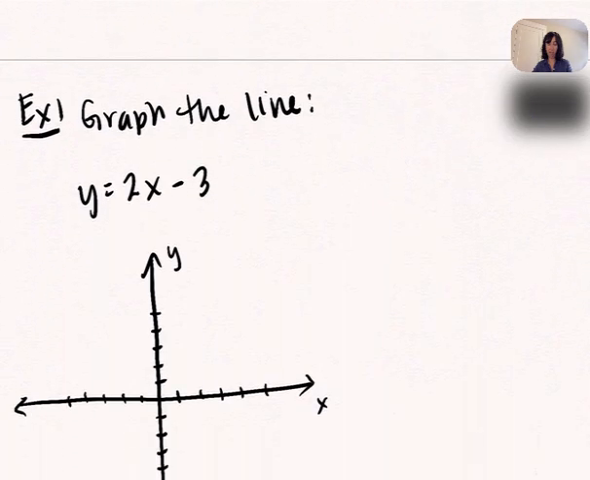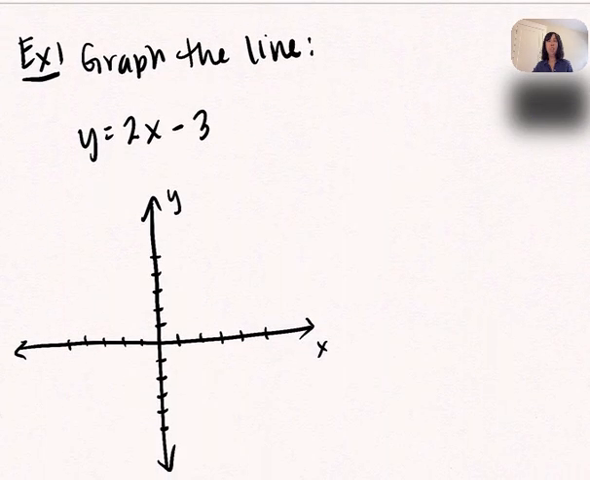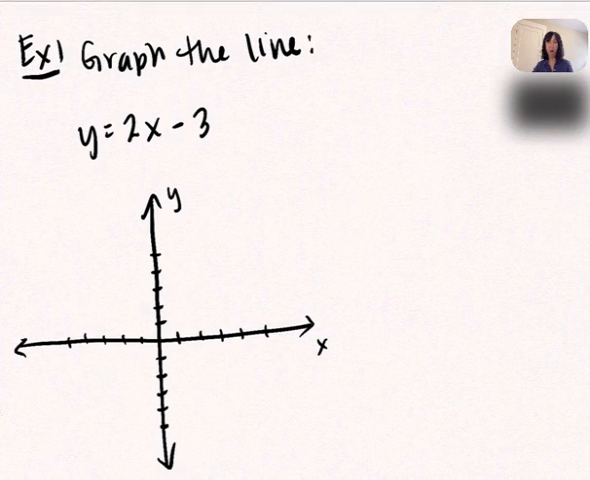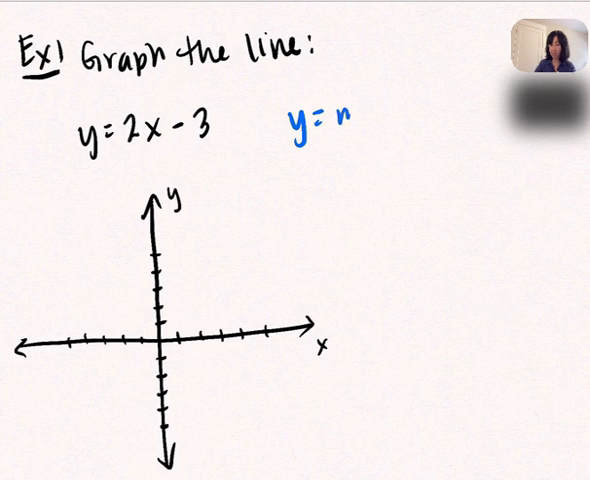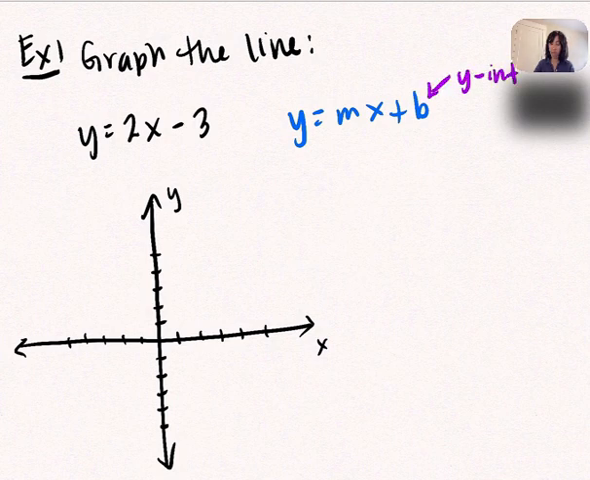Okay, so let's look at an example of how to graph a line. So we're going to graph this line, y equals 2x minus 3. Now, my preferred method for graphing lines is to use the y equals mx plus b form. So if you have a line that's in this form, it's actually really nice because you can read off the y-intercept, which is where the graph crosses the y-axis, and then you can also read off the slope. And knowing the y-intercept and the slope is enough to get you the graph of the line.